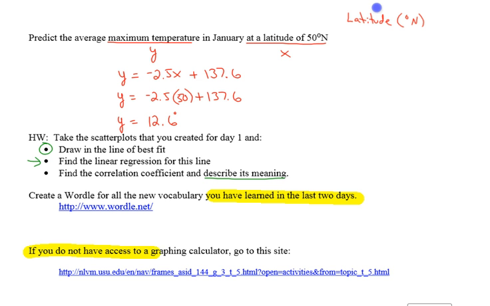Now, since we have to do linear regressions on the graphing calculator, if you don't have access to a graphing calculator at home, you can go to this site here, and I've provided a link for you, and you'll be able to enter in the data values for the first list and the second list, and you will see the scatter plot and the linear regression being done automatically.